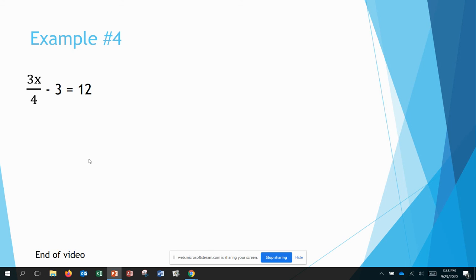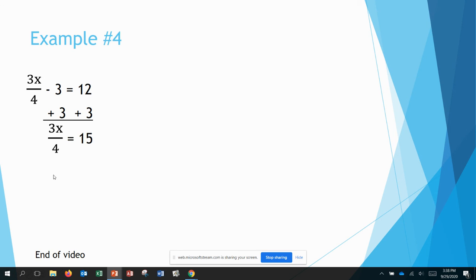Lastly, we need to look at when we have an x that's being multiplied by 3 and divided by 4, minus 3 is equal to 12. Same deal, we need to isolate the term with the x in it. How are we going to move that negative 3? We're going to add it to both sides. So it was really plus 0, leaving us with 3x over 4 is equal to 15.